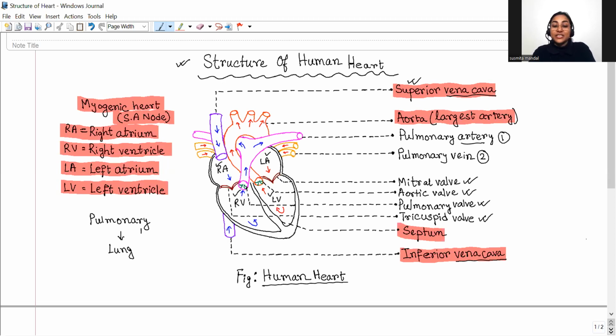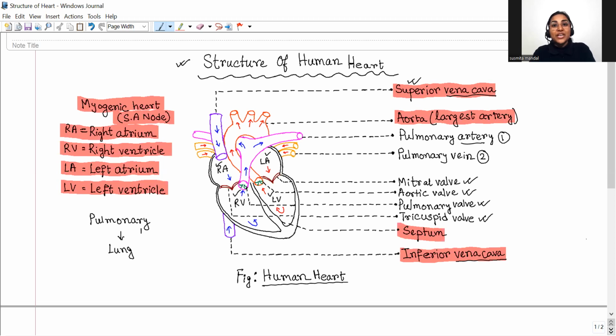Now the systemic circuit. Systemic means a circuit, that means the dealing of the blood between the system, between the body parts and the heart. Now, when the left atrium gets filled with the oxygen-rich blood, it contracts and supplies the blood to the left ventricle. And again, the left ventricle contracts and supplies the blood to the aorta. Through the aorta, blood is distributed to different parts of the body.